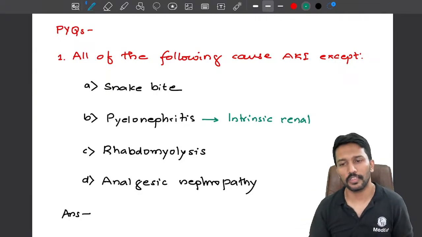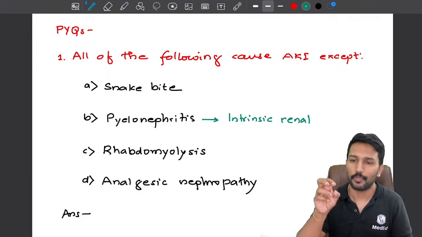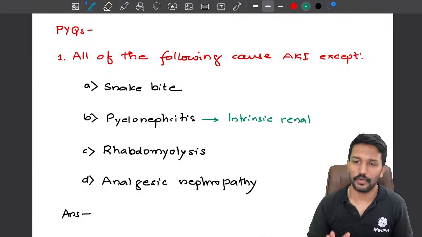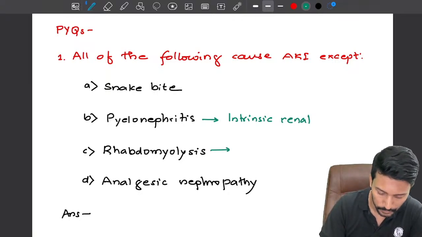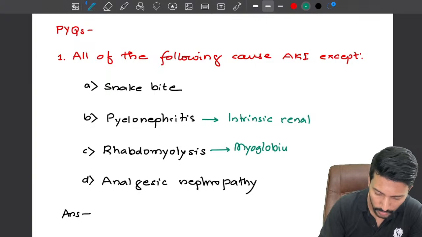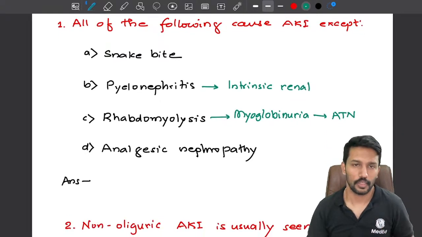Now what will these muscle proteins do? They will get filtered in the glomerular filtrate, go to the renal tubules, precipitate there, block the renal tubules and cause tubular injury. So rhabdomyolysis leads to myoglobinuria, and that can lead to acute tubular necrosis. So acute tubular necrosis is obviously an acute kidney injury, right?